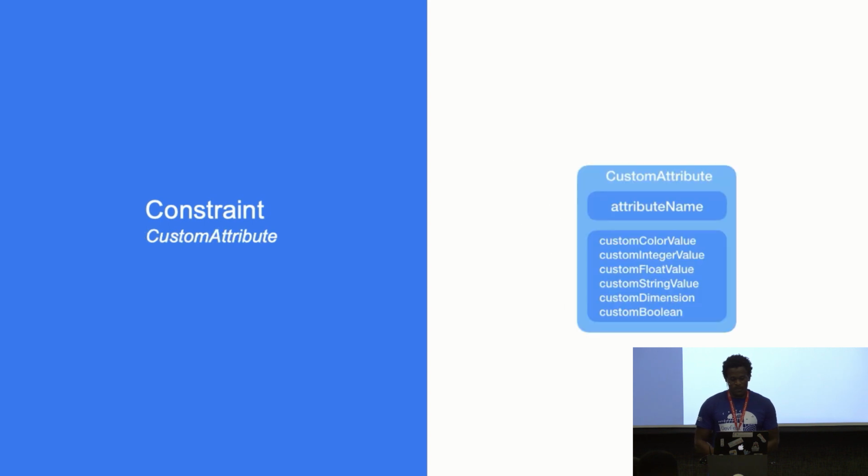Cool. So if you're going to do that with a custom attribute, and it's a custom attribute that you're doing for the animations, these are the custom types that you can use. You can use a custom color, custom integer, custom float, string, dimension, and boolean. Unfortunately, these are the things that you're limited to at the moment. But it's sufficient in my use cases so far. I don't think you need more than this at the moment.